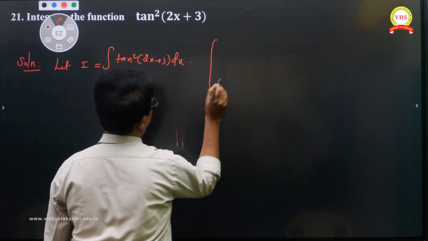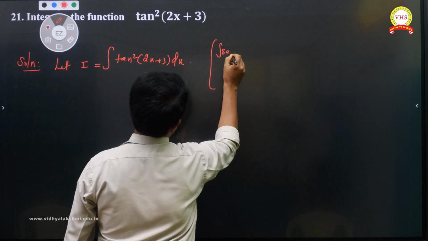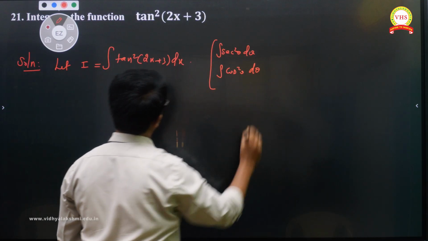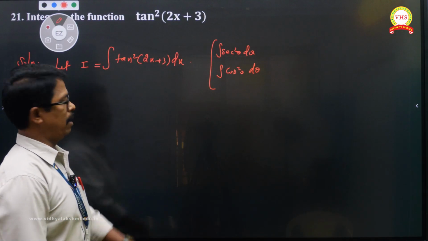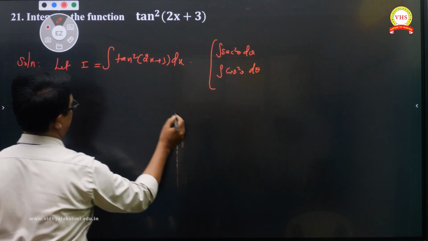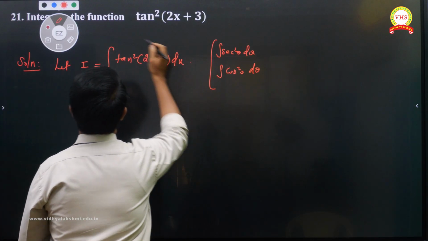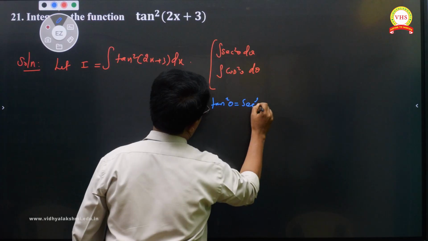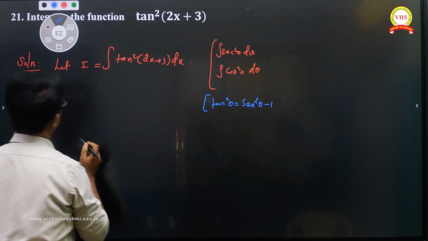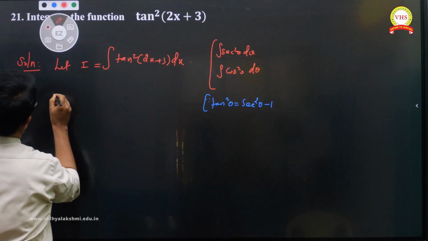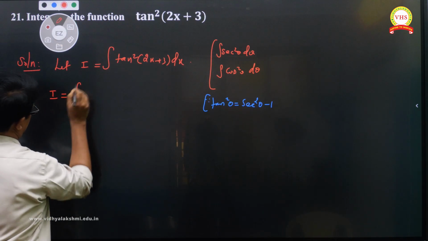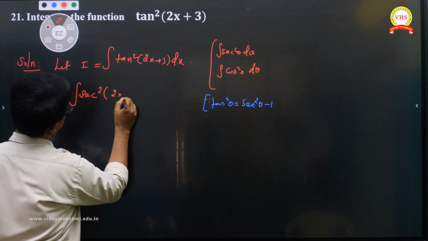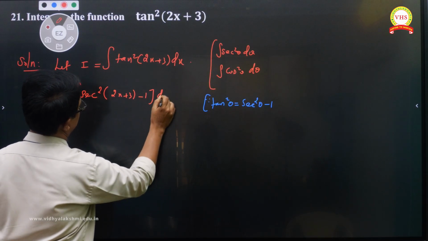We only have the formulas for the integral of secant square theta d theta and the integral of cosecant square theta d theta. We know very well tan square theta plus 1 equal to secant square theta. Now we are going to change it to secant square theta, that is tan square theta equal to secant square theta minus 1. Now apply here: I equal to integral of secant square of 2x plus 3 minus 1 into dx.